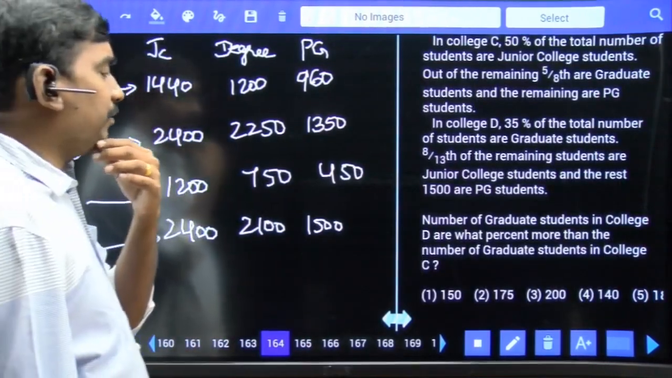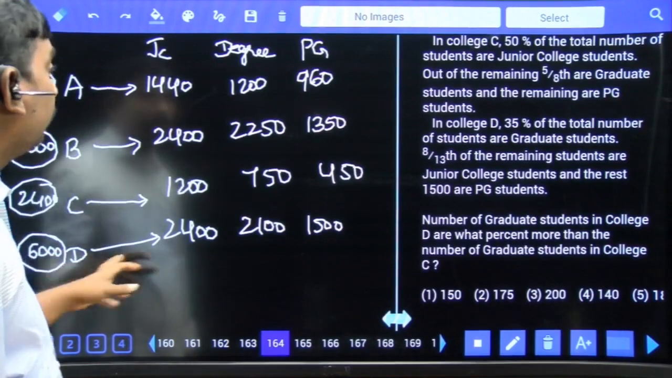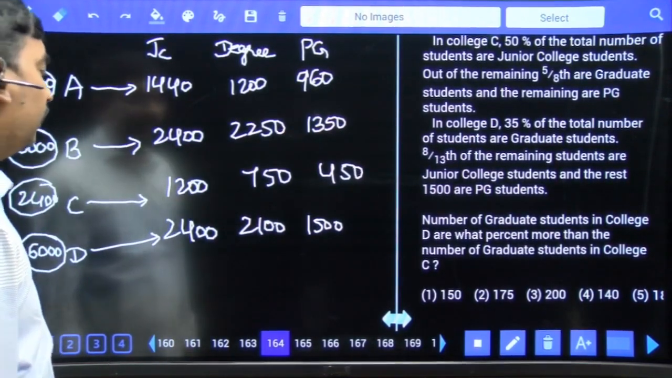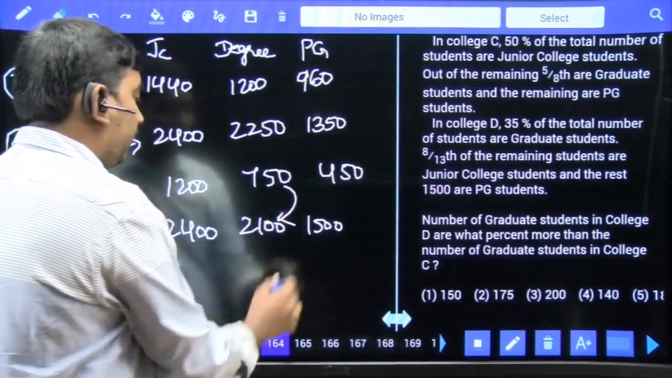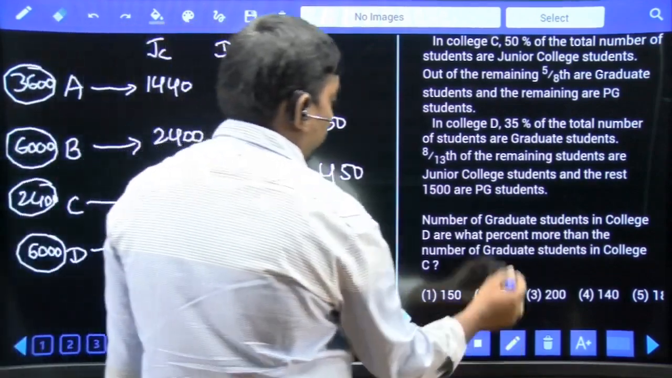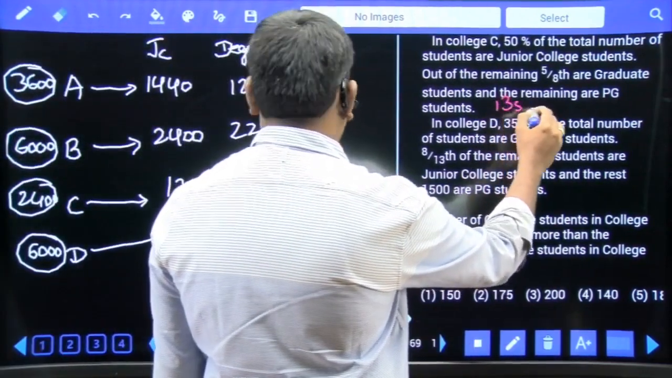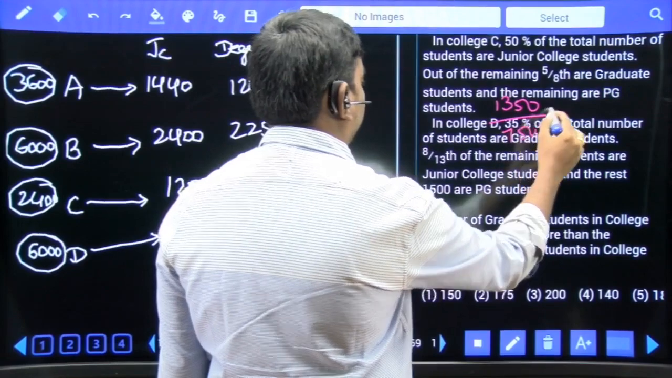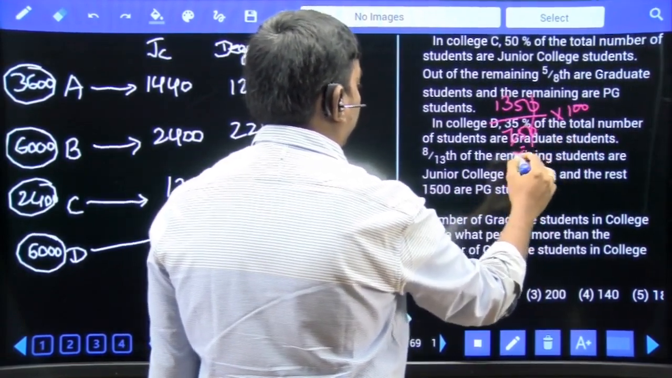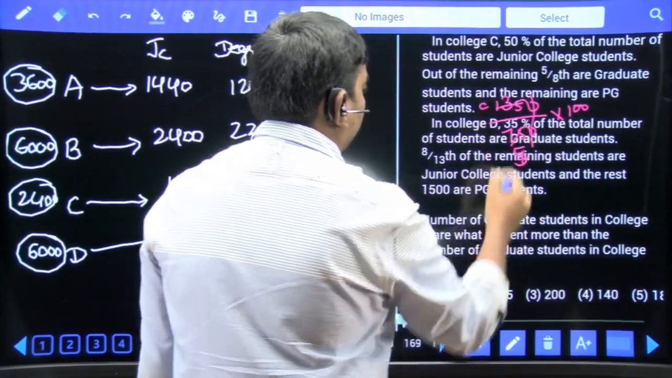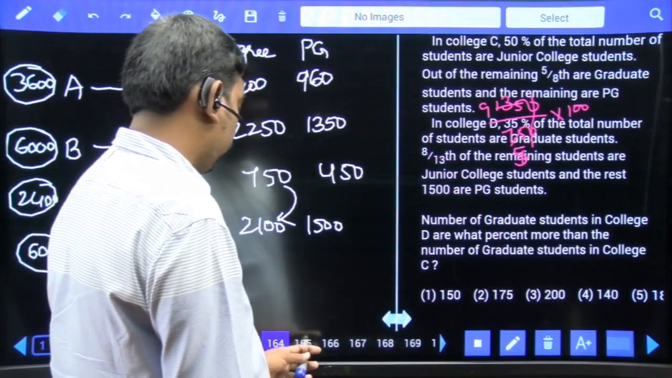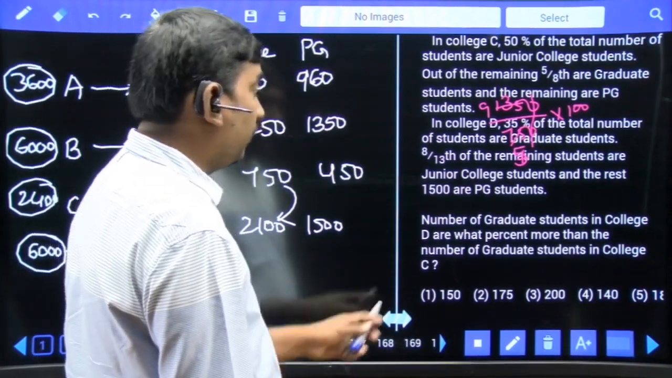The number of graduate students in college D, 2100, is what percent more than the graduate students in college C? Percentage more means difference by less value. The difference is 1350. 1350 by the less value 750, into 100. That is 180%.